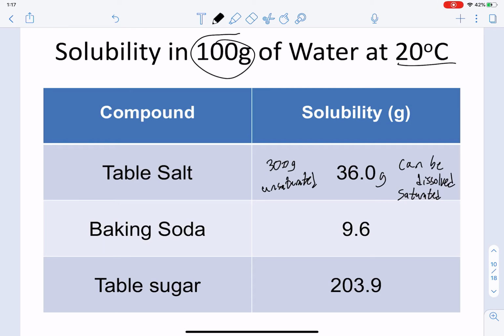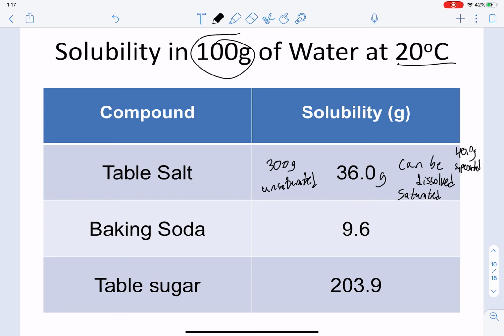And conversely, what if we had 40 grams? That would be supersaturated. And that's where we could probably start to see little grains of salt in our glass of water, right? Because some of it has no space to dissolve, so it's just going to stay clumped together as a solid and fall to the bottom.